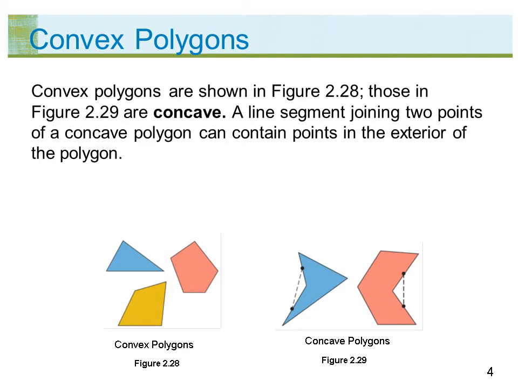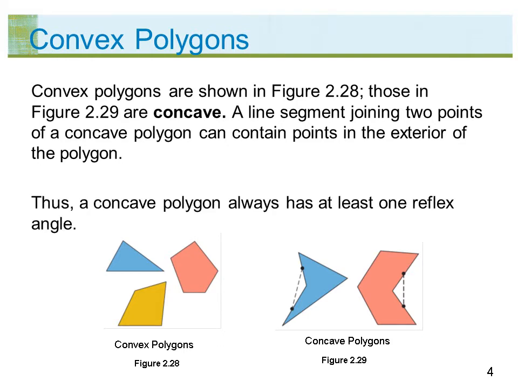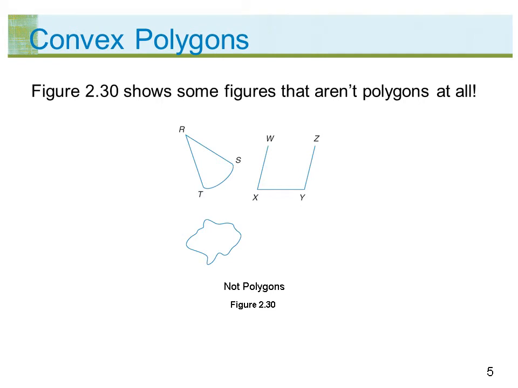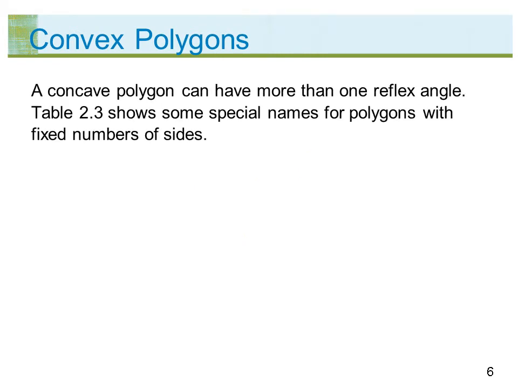Those in Figure 2.29 are concave. A line segment joining 2 points of a concave polygon can contain points in the exterior of the polygon. Thus, a concave polygon always has at least one reflex angle. Figure 2.30 shows some figures that aren't polygons at all. A concave polygon can have more than one reflex angle.